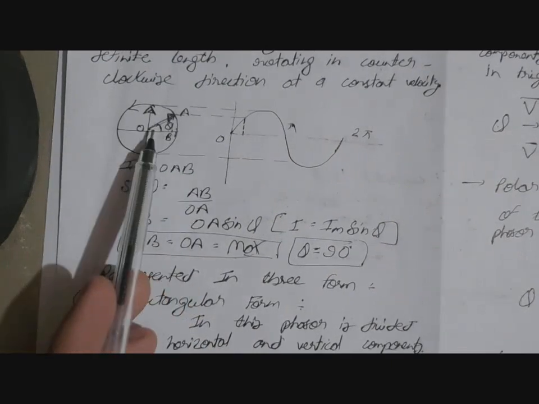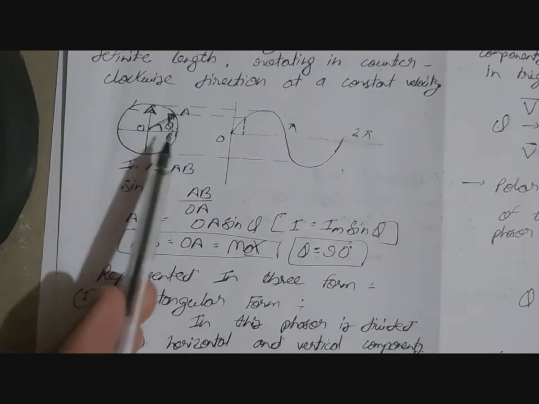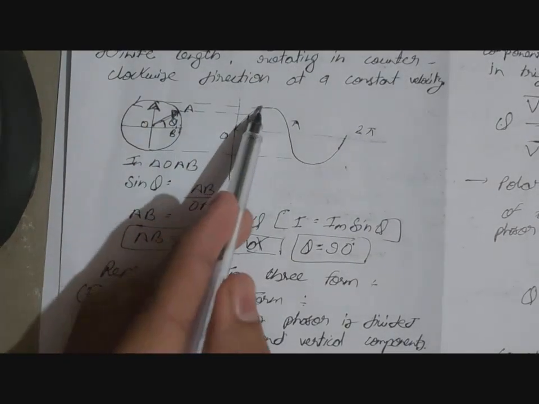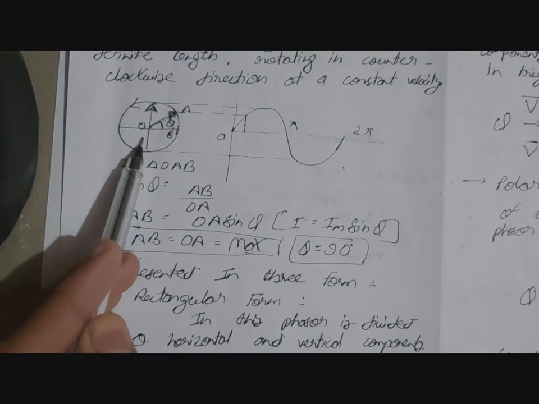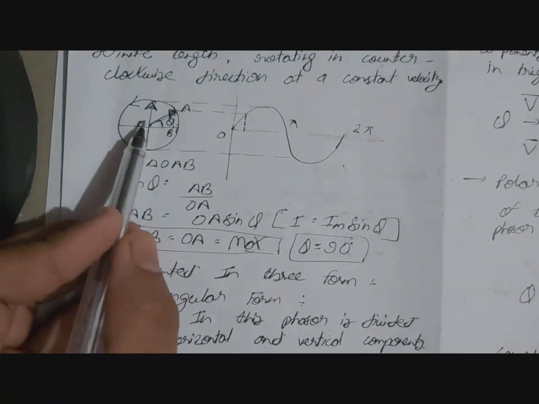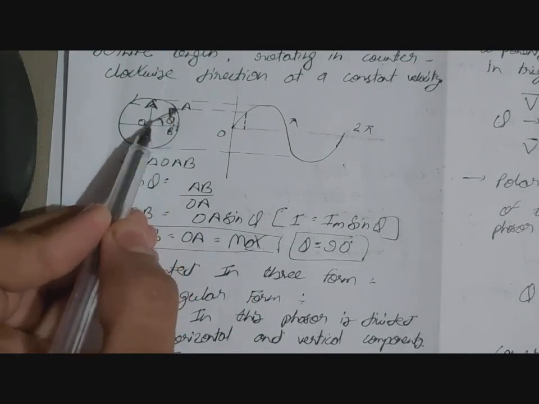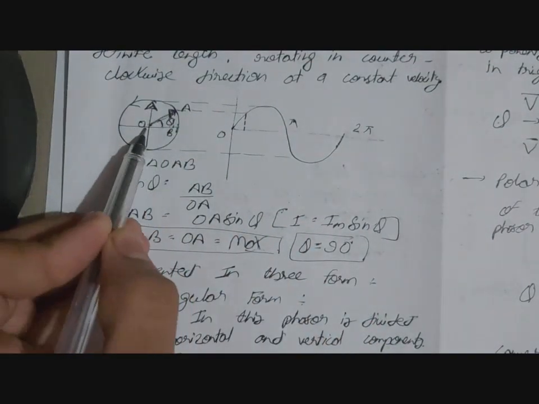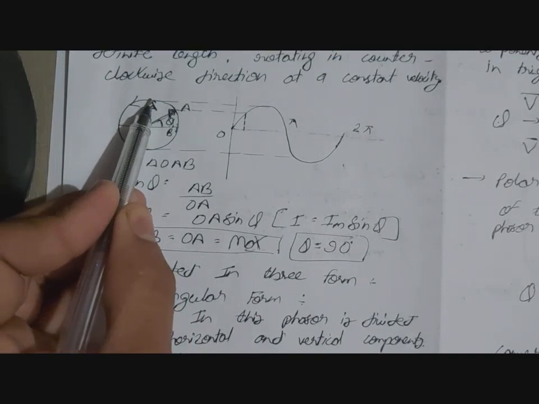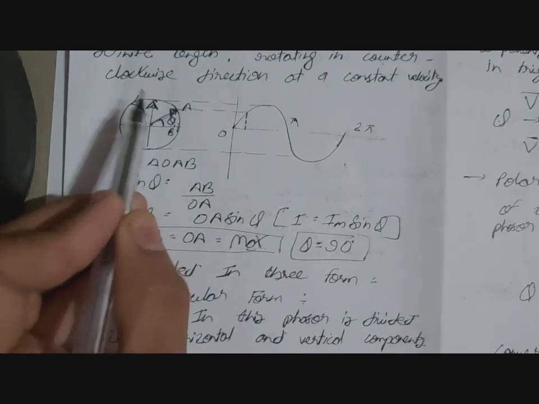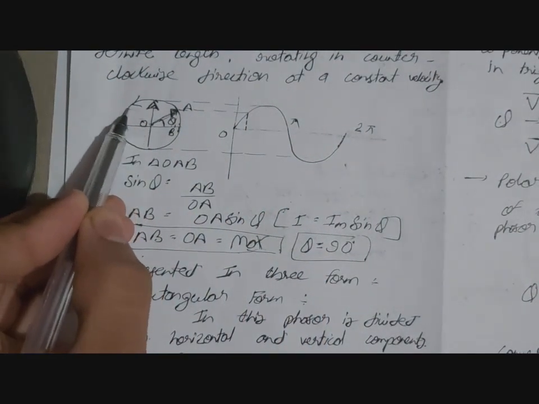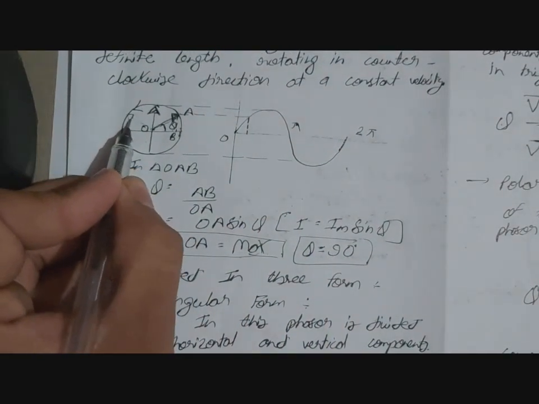So OA is representing that quantity and it is rotating in counterclockwise direction. So this waveform is obtained corresponding to this phasor. So you can understand, when OA is there, then its projection here is this point. When OA is at that point, then the projection is here. When at that point, the projection is there.